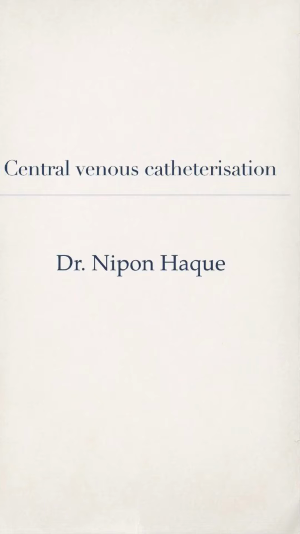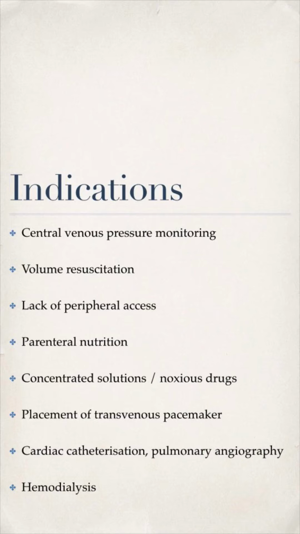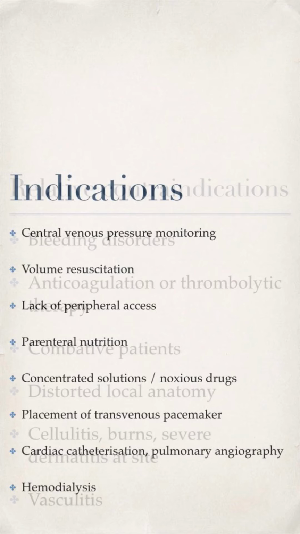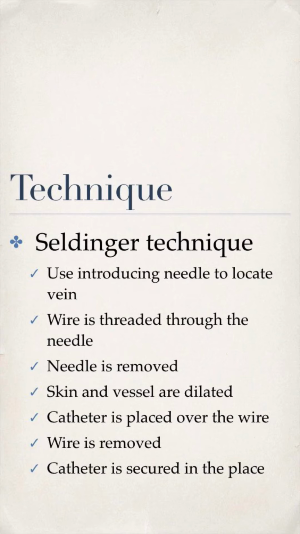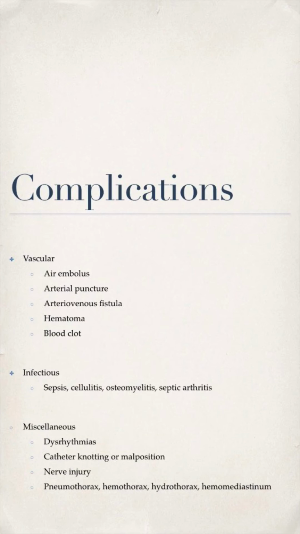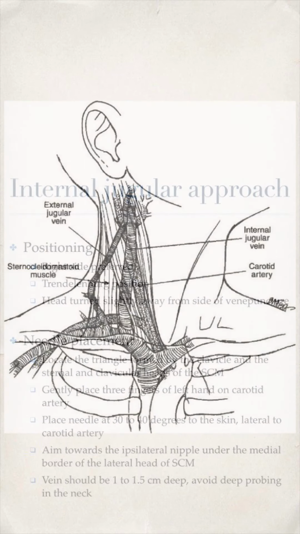So today I'm going to demonstrate central venous catheterization, which may be needed in a number of situations. I'll be using the Seldinger technique, of course, while keeping in mind the several complications which may be associated with this procedure. I'll be taking the internal jugular approach on this patient, and in the next diagram you can see the local anatomy.